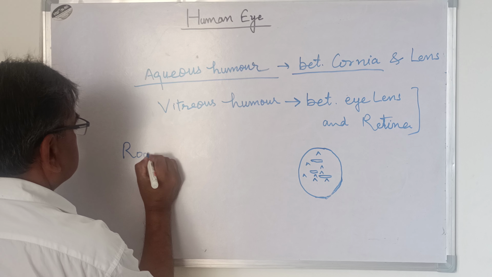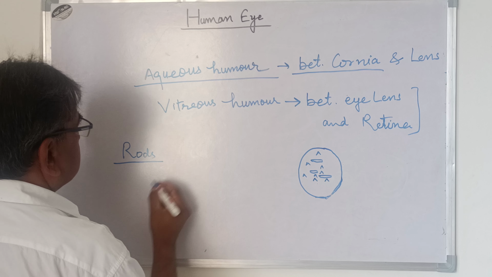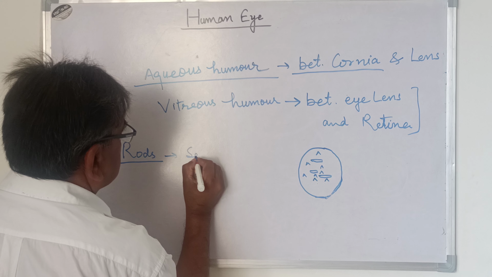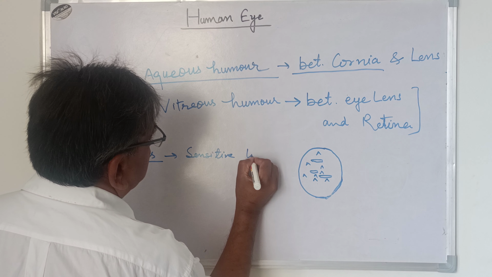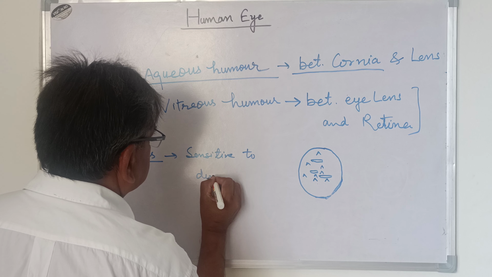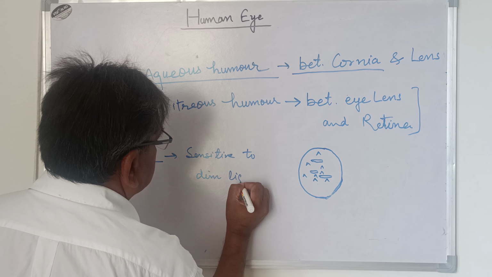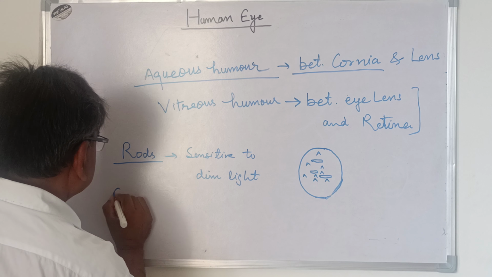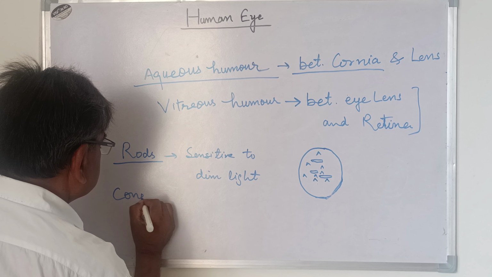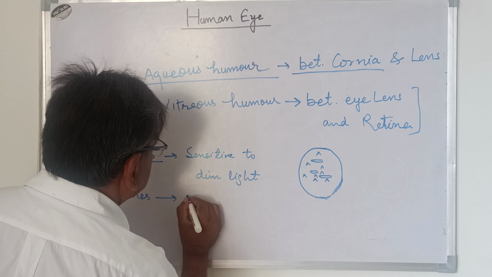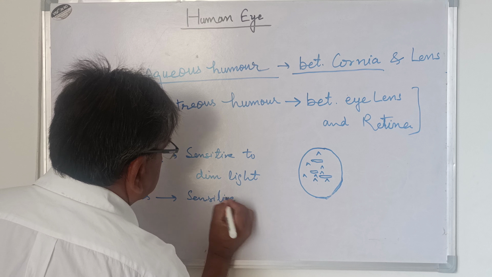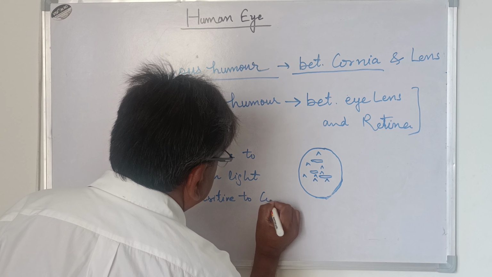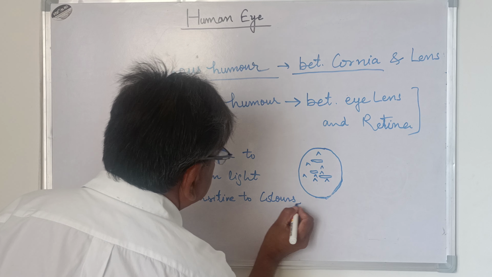Rods are sensitive to dim light. And cones, two types की muscles हैं. Cones are sensitive to colors. We see the colors.